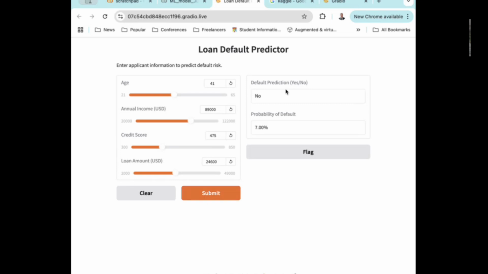All right. The loan predicted as no is not going to be approved. And the probability of the default is 7%. So 7% the loan might be approved. So you can see how nice. I can share with you this link. You can try at your site.